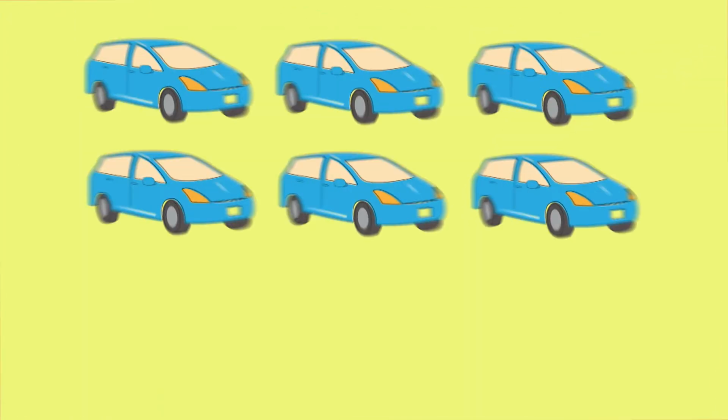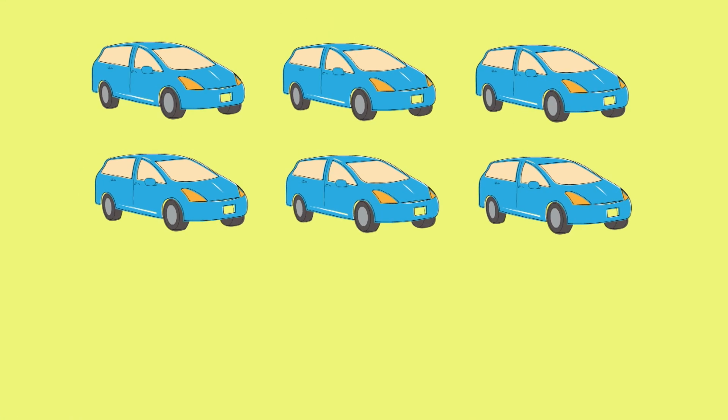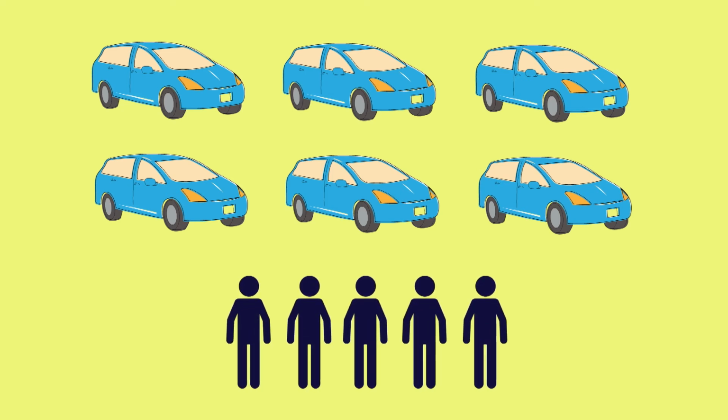There are 6 minivans in the school carpool line. Each minivan has enough seats for 5 people. How many people will the 6 vans hold altogether? First, let's think about what's happening in our story. Right. There are 6 minivans that will hold 5 people.